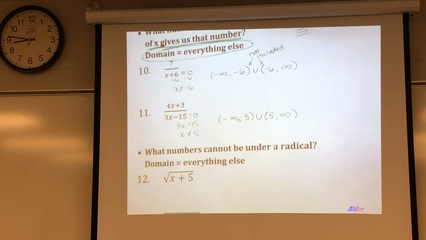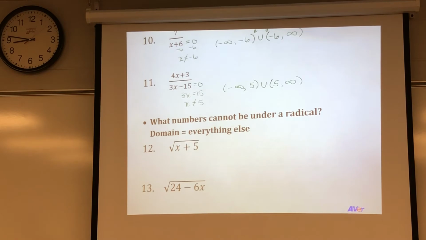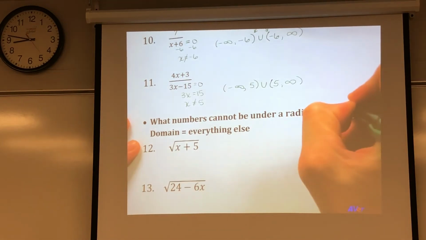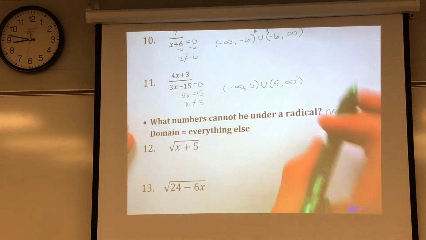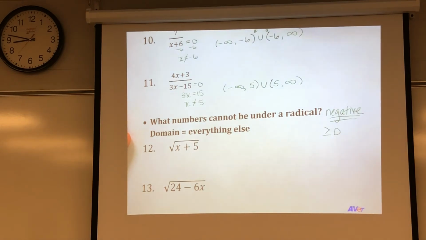Same kind of thing happens when we have radicals. Radicals also have a certain value that cannot exist under the radical. 0 actually can, but negative numbers cannot. We cannot have negative numbers under the radical. So that means all the numbers that are okay have to be greater than or equal to 0. We can't have anything less than 0 in a radical.